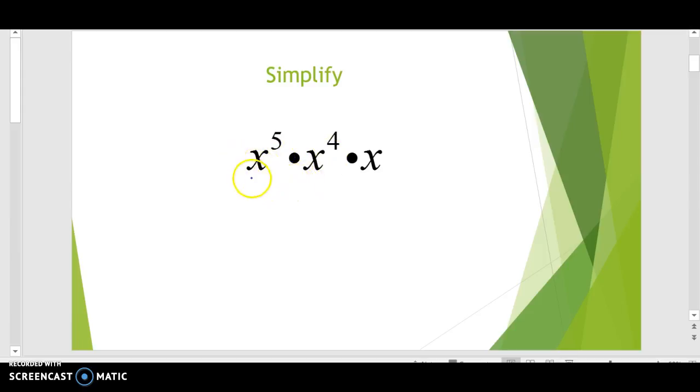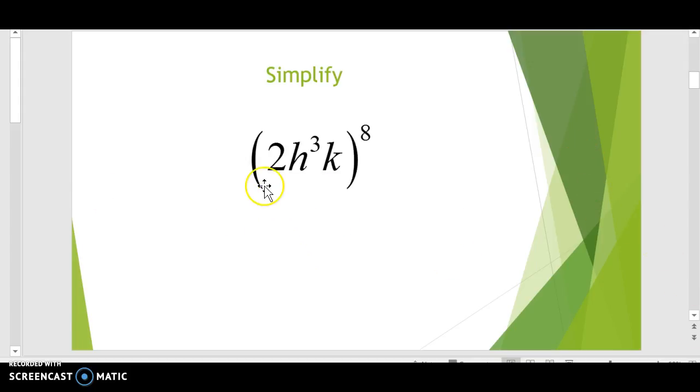All right, first one, multiplying same bases. If I see I have same bases here, I write it as one single base. And remember, what do we do with the exponents here? I add them. So I would get x to the 5 plus 4 is 9, plus 1 is 10. So it would be x to the 10.